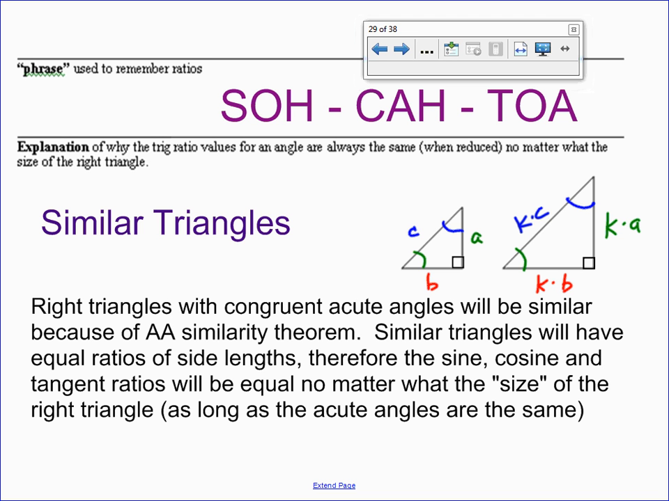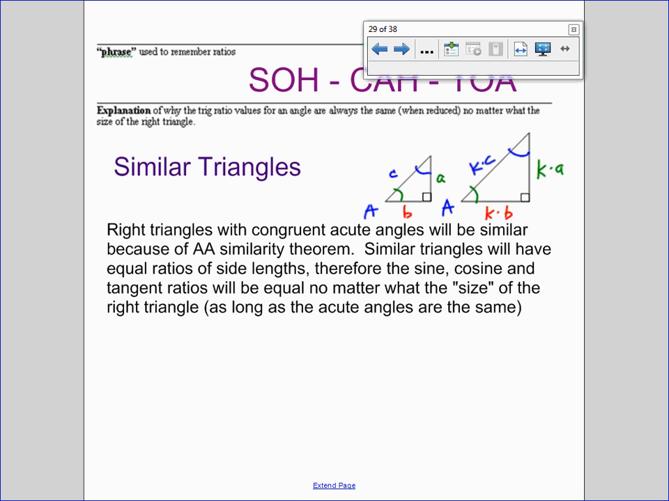So what's up with our sine ratio? Well, the sine of a given angle here, the sine of this given angle A, is opposite over hypotenuse. And so for this first triangle, the sine of angle A, that is the worst sine I've ever written in my life, is given by opposite over hypotenuse, which would be A over C.